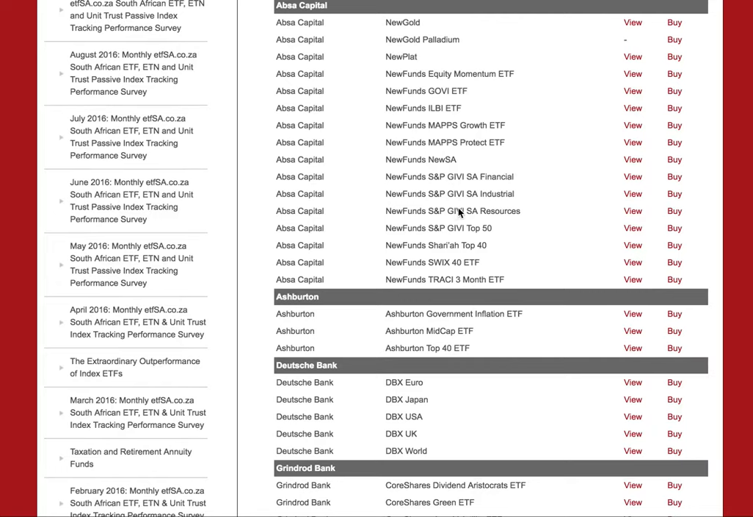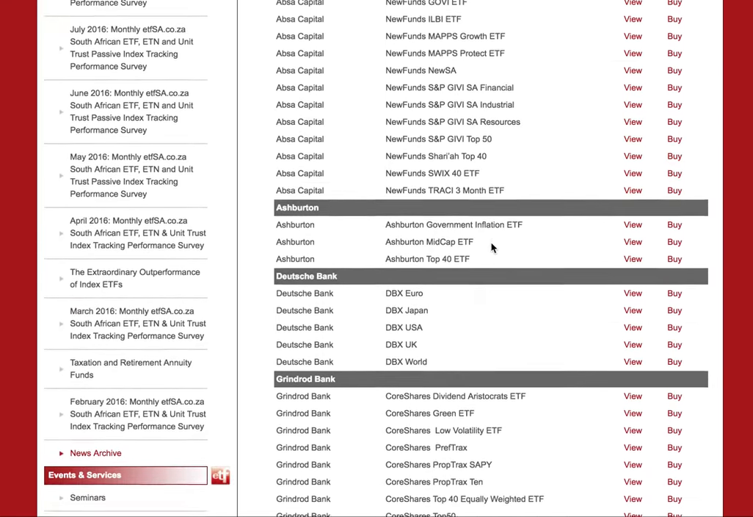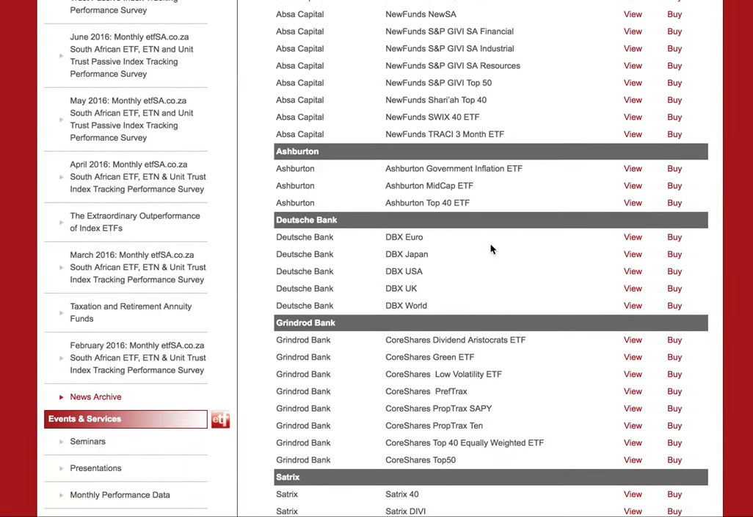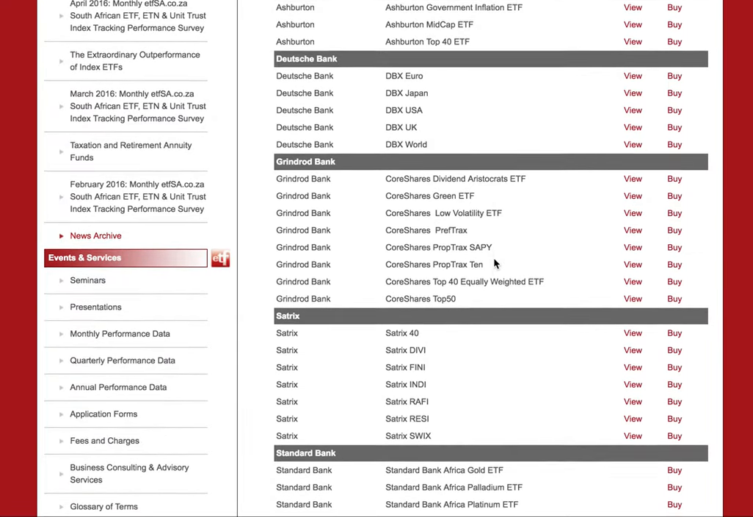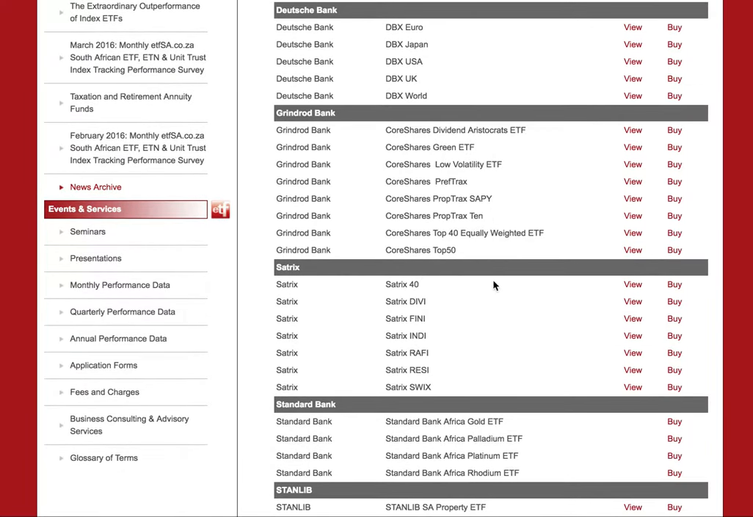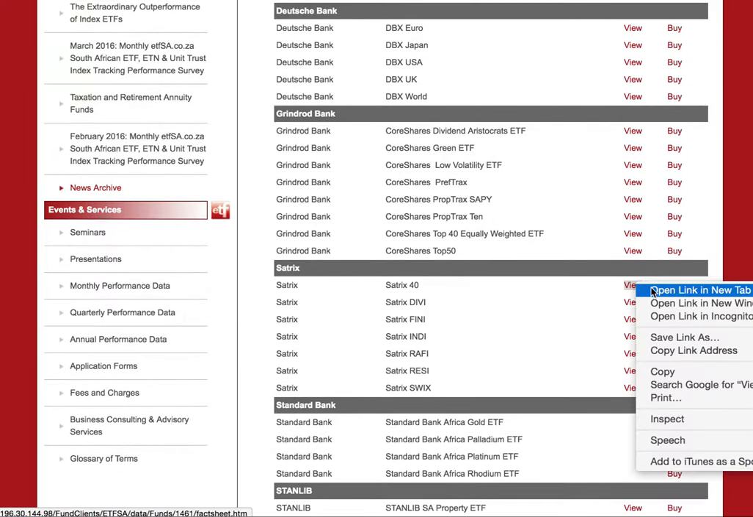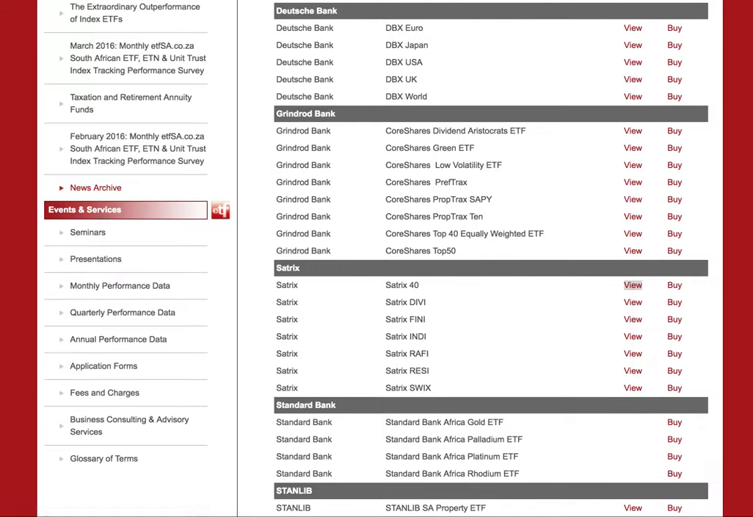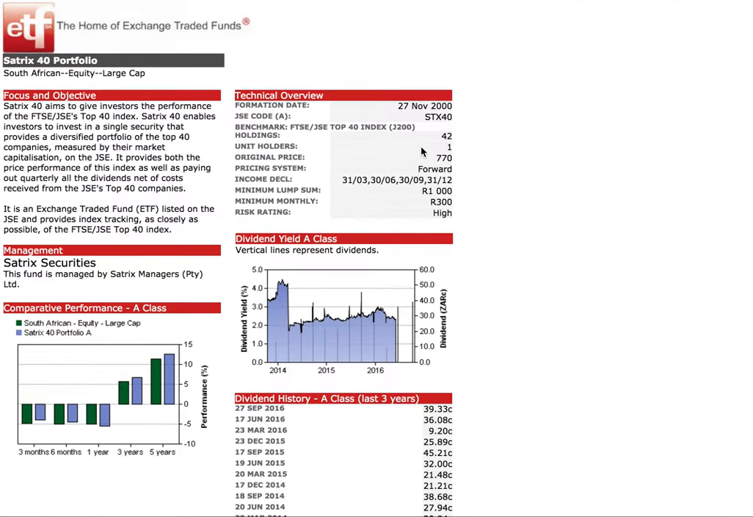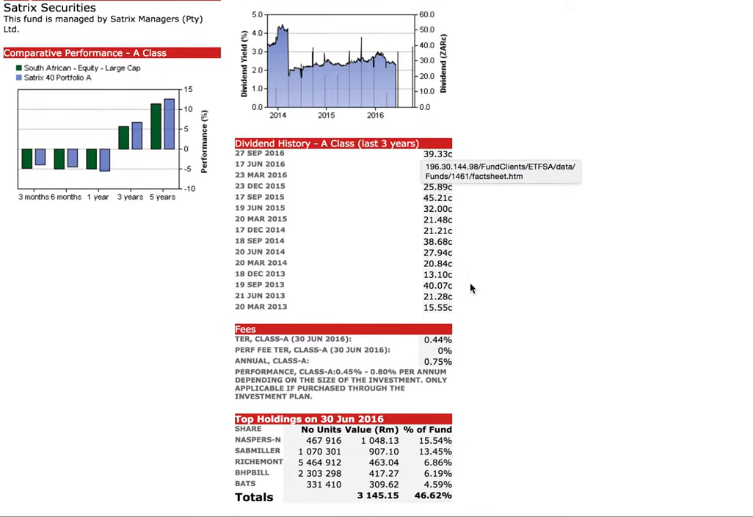Well, an exchange-traded fund is a listed security, so it's on the Johannesburg Stock Exchange or on your stock market, which acts just like a portfolio, and it's based completely on the index. So what you have is, let's say, the Satrix 40. This is quite a popular one. They say, we're going to invest your money according to the index on the top 40 shares. So here is all their information.